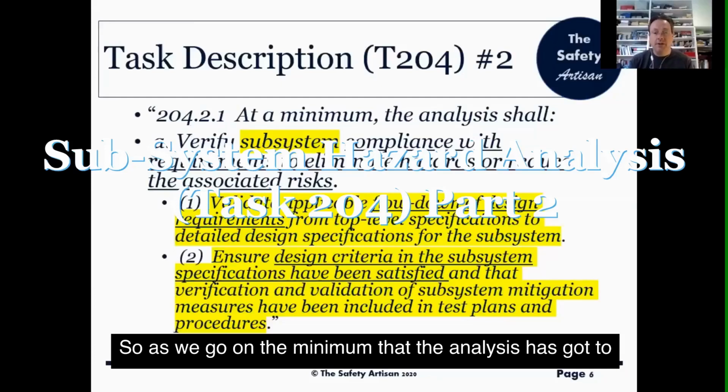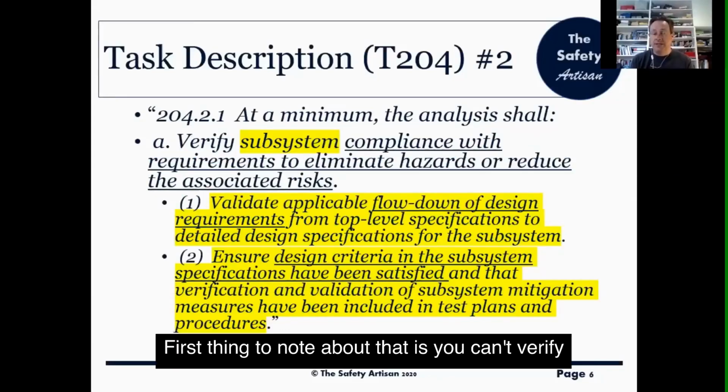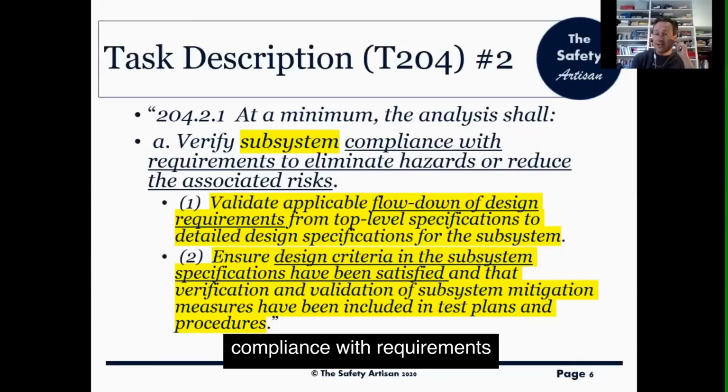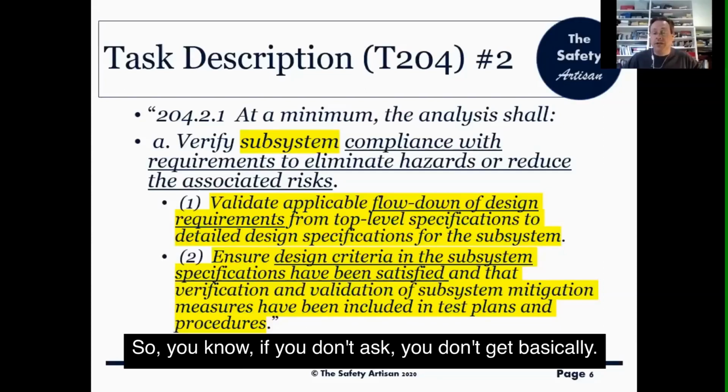So as we go on, the minimum that the analysis has got to cover is as follows. First thing to note about that is you can't verify compliance with requirements if there are no requirements. People don't do their top-down systems engineering properly. So, if you don't ask, you don't get, basically.